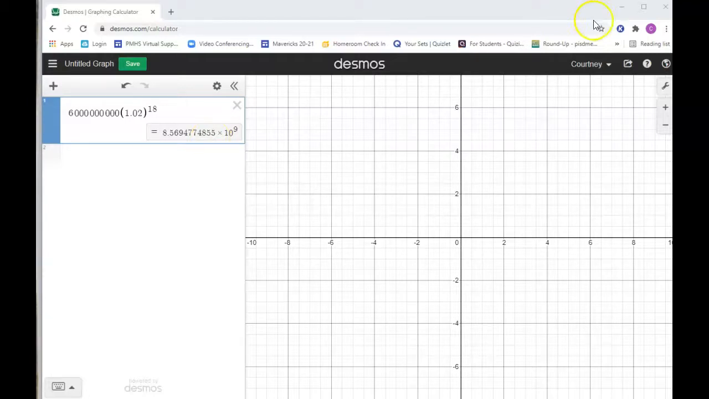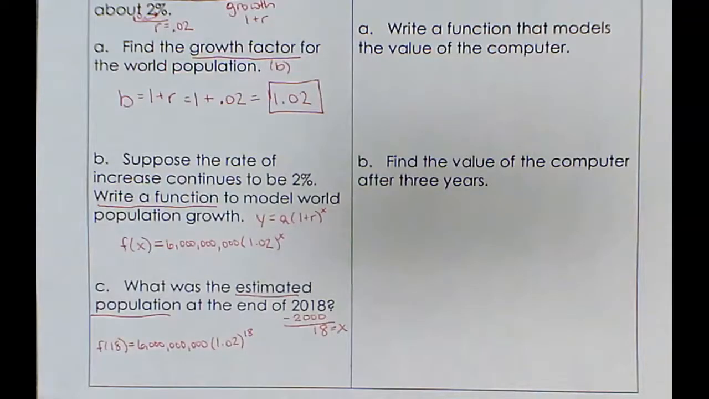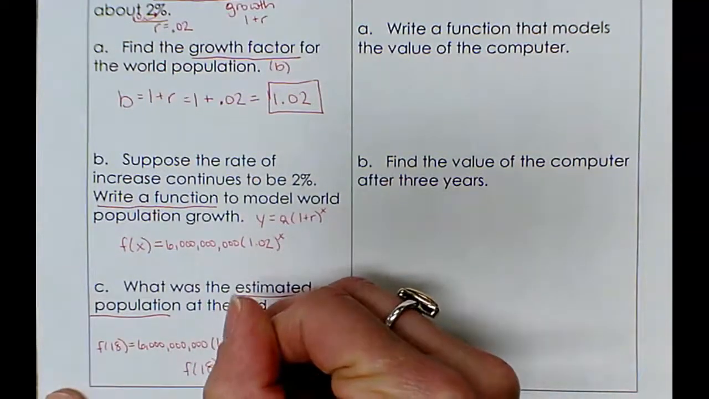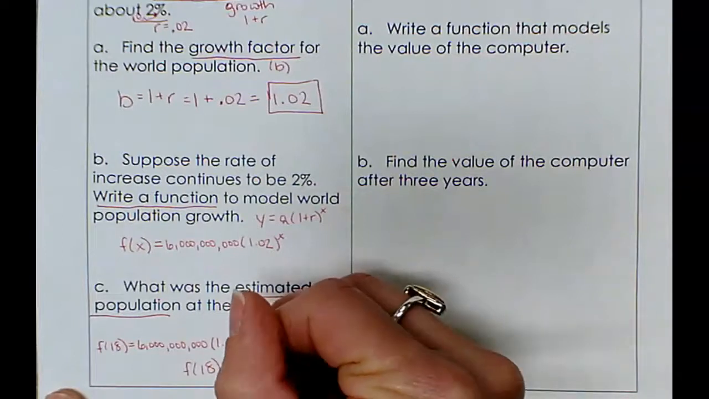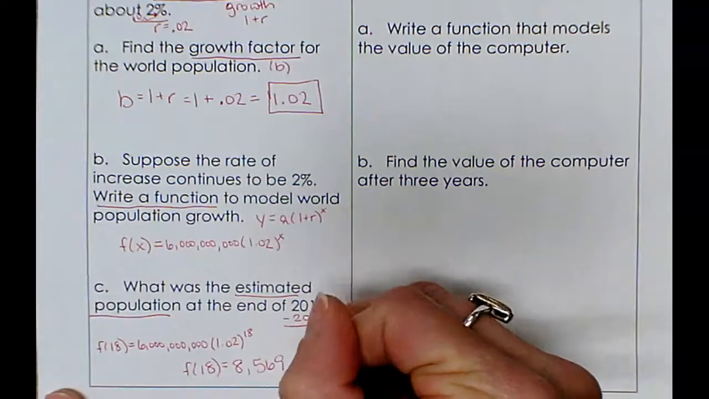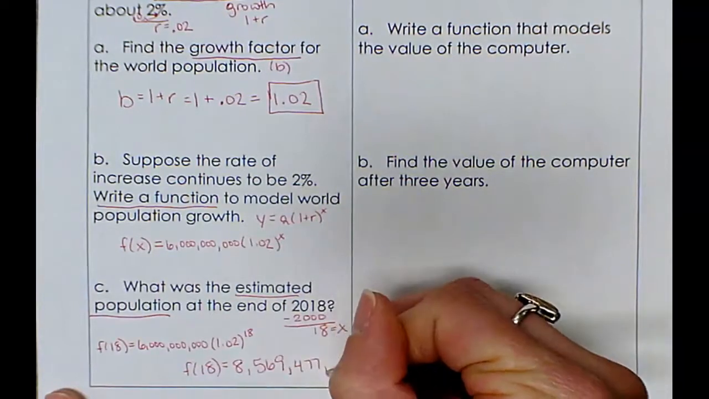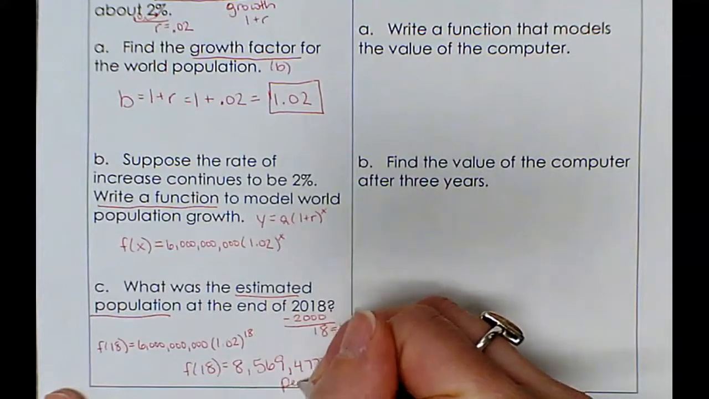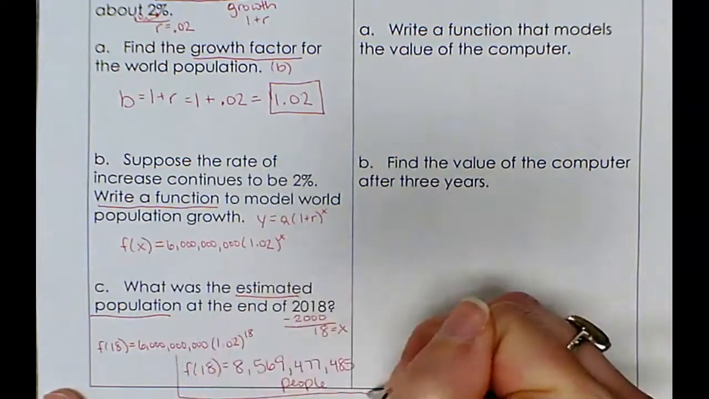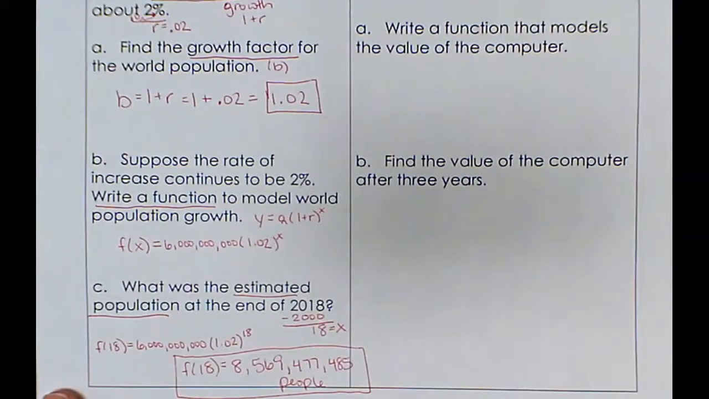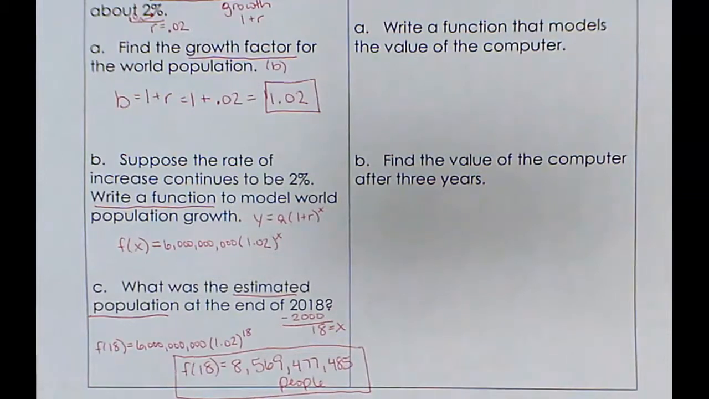So that answer, I'm going to write it on my paper. So I'm going to move this. That answer is 8,569,477,485 people. So that's kind of a real-world application of exponential growth.